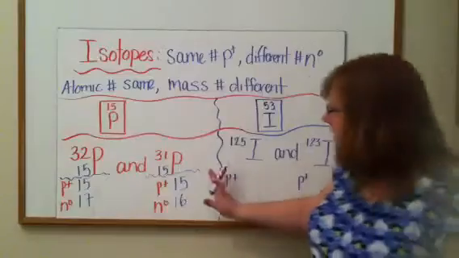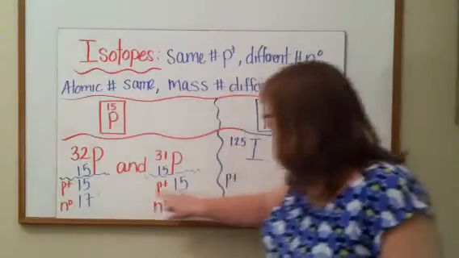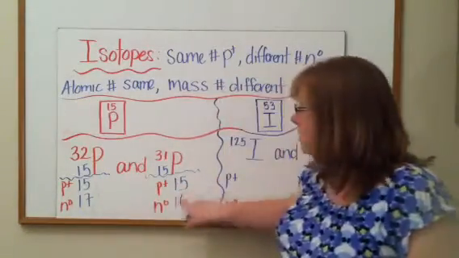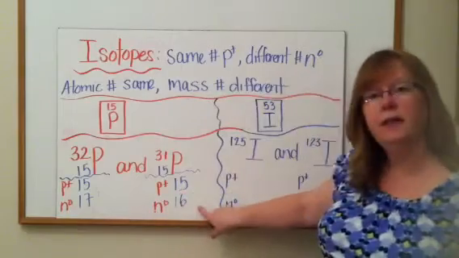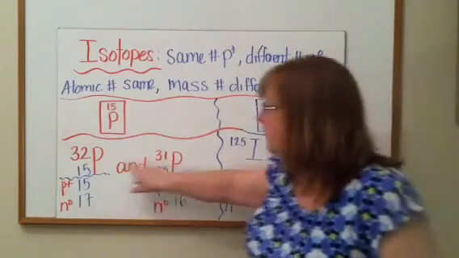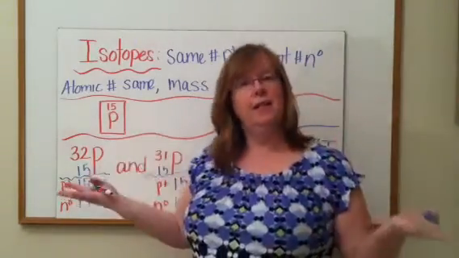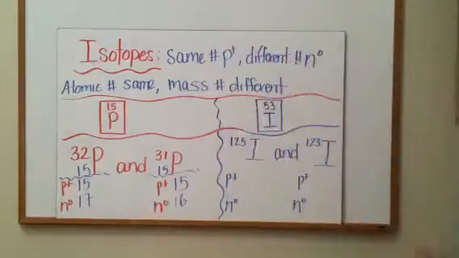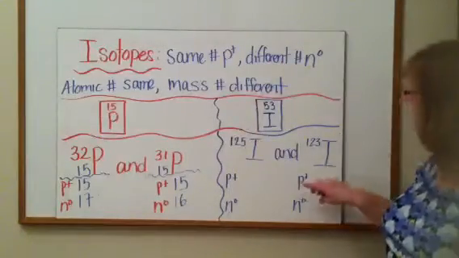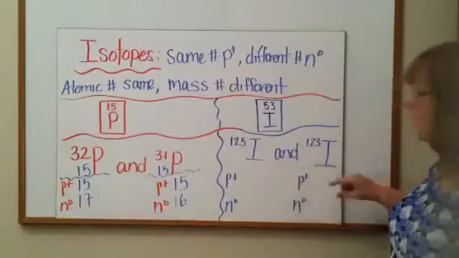All right, let's look at this carefully. The protons are the same. The neutron number is different. That's what gives it the different mass number. That's isotopes.